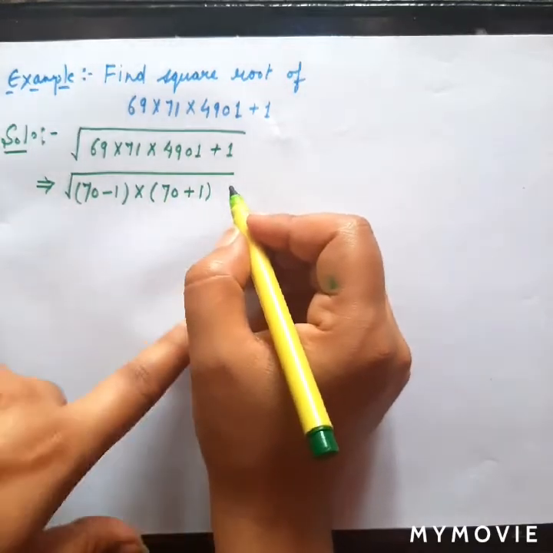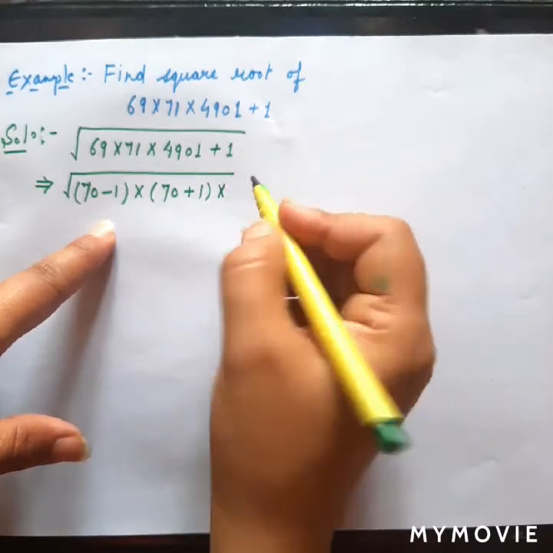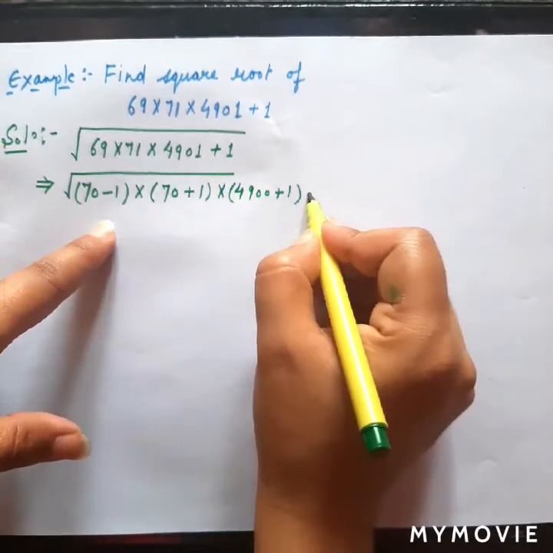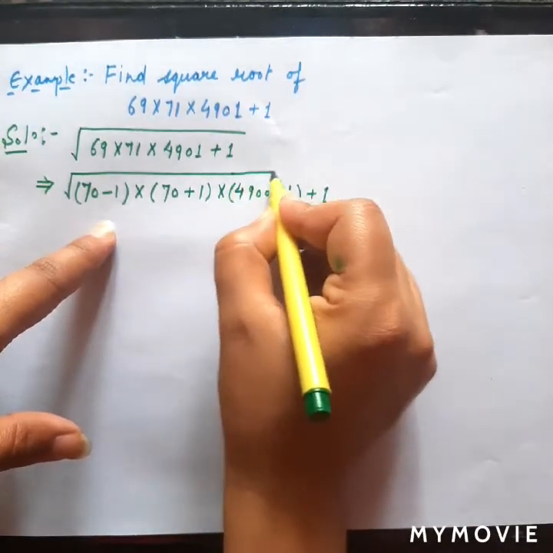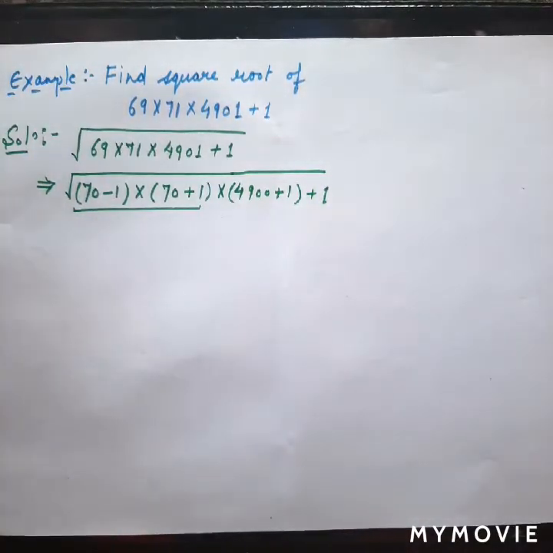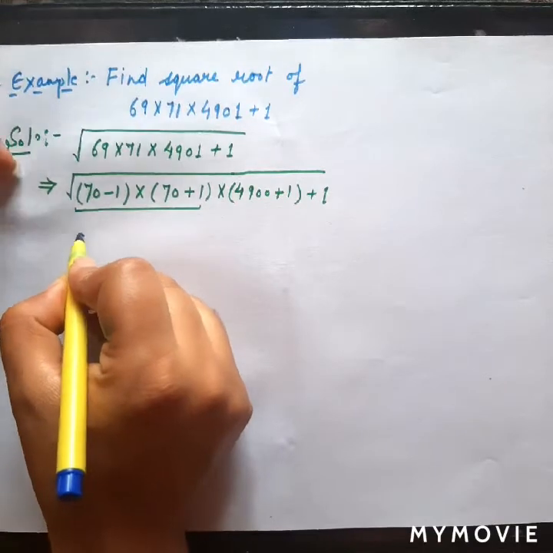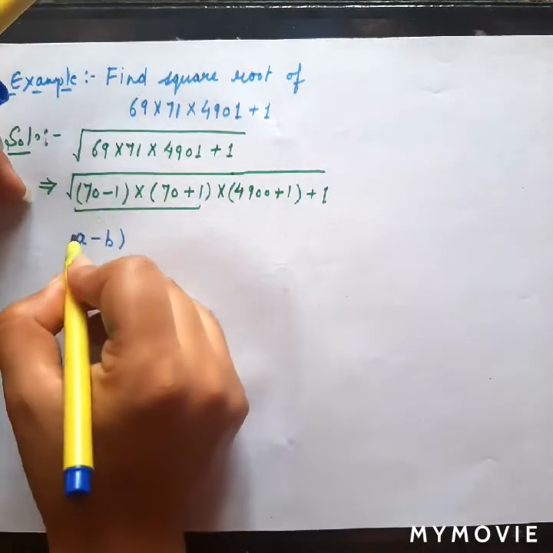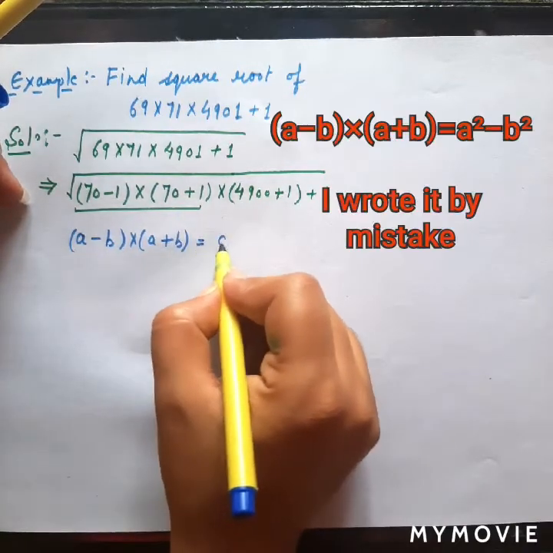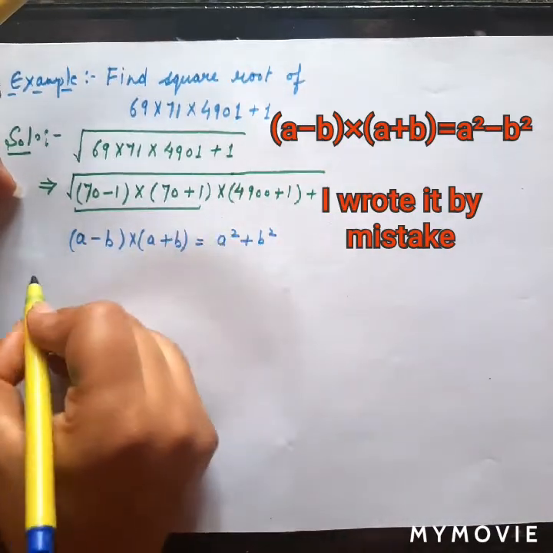And just write 4901. We can write 4901 as 4900 plus 1, then plus 1, right? Now consider these two values. Do you remember the formula for a square minus b square? We know a minus b, when multiplied by a plus b, will give us the value a square minus b square, right? So we will apply this formula over here.